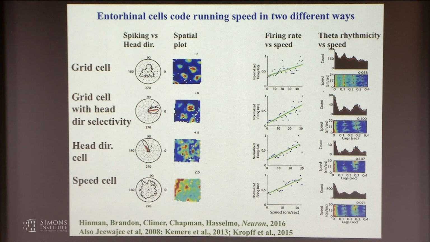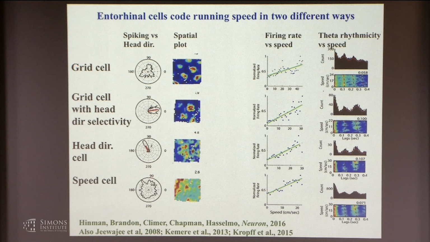So in recent work that Jake Hinman and Mark Brandon did in my laboratory, we've actually looked at these different types of coding of running speed. A number of different groups have shown influences of running speed on the firing properties of neurons. In particular, all of the different cell types in the entorhinal cortex, or at least examples of them, will change their firing rate with the running speed of the animal. So grid cells, conjunctive grid by head direction cells, and then what the Kropf paper from the Moser lab called speed cells, which are cells that are usually interneurons that didn't have any other kind of functional coding, but show very clear coding of running speed.